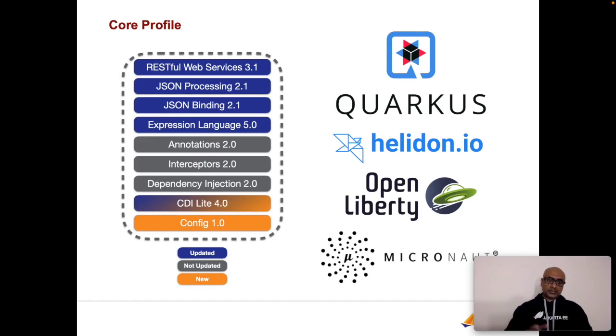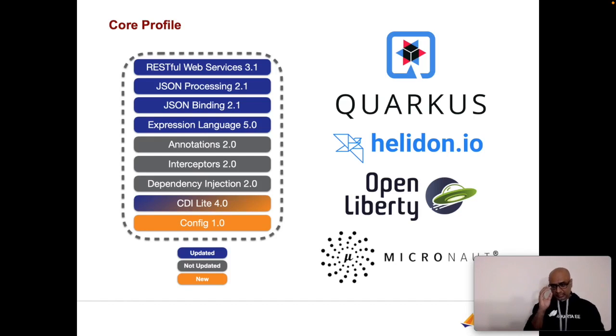They do this by taking a subset of Jakarta standards and treating them as a required part of microservices, and everything else sort of optional and pluggable. So the core profile is nothing much more than just standardizing that concept. Taking a small handful of Jakarta APIs and saying, okay, this is the core of what you need in order to develop microservices, and above and beyond that, you add whatever you want in a modular fashion.